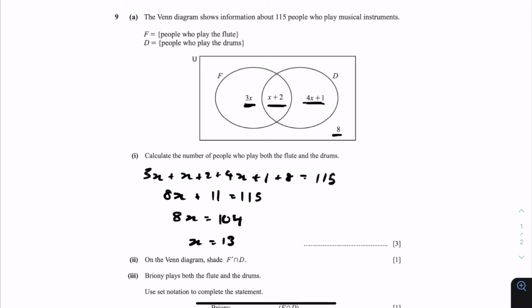So we're given that x is 13, but we're not done just yet because the number of people who play both the flute and the drums is x plus 2. So 13 plus 2 is our answer, which is 15. So 15 people is our answer here.